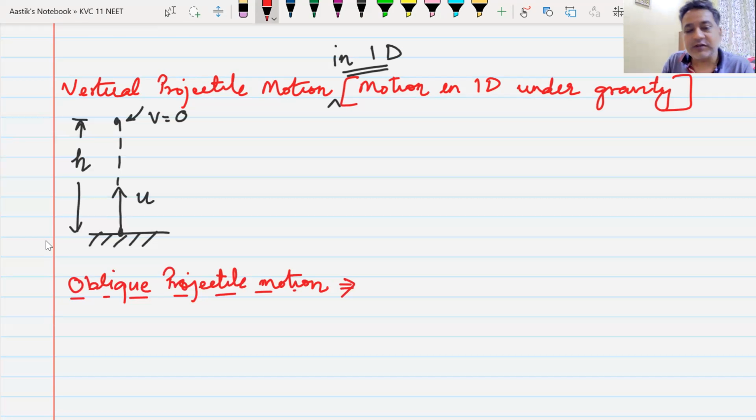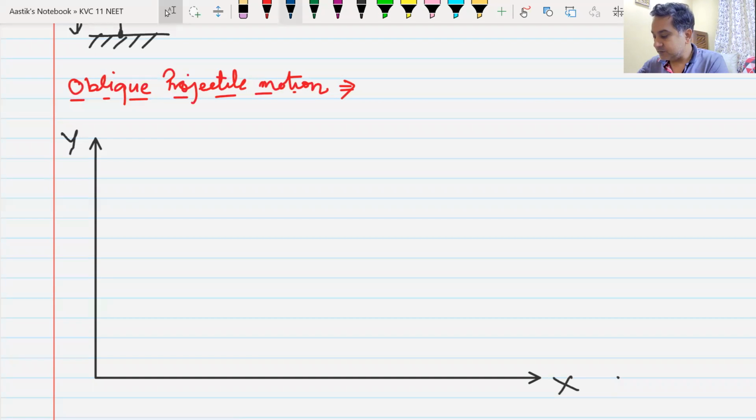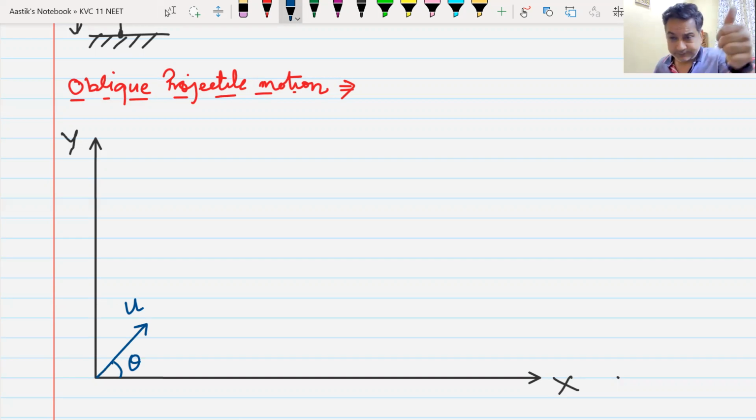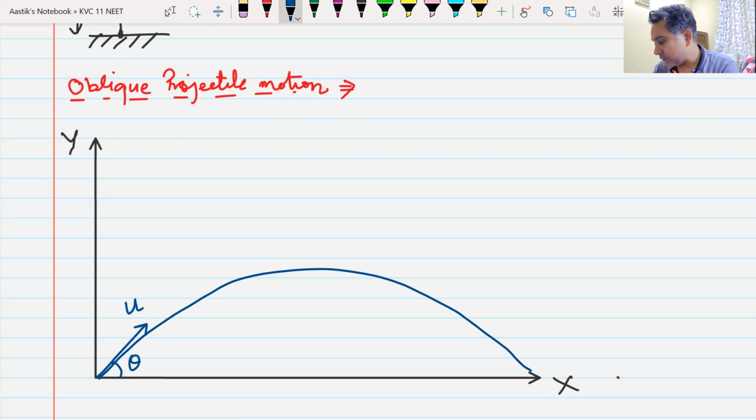Instead of the ball being thrown up, the ball will be thrown at an angle with the horizontal, with an initial velocity u and angle theta. This u is known as the initial velocity, and this theta is sometimes also known as the angle of projection. And then it does not go only vertically up and vertically down. It goes vertically up and vertically down, but it also goes forward.